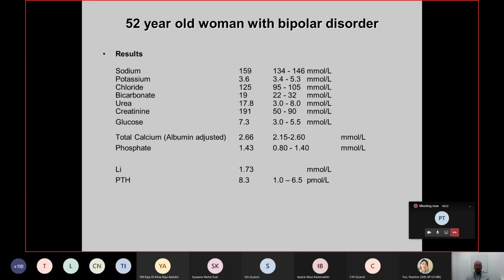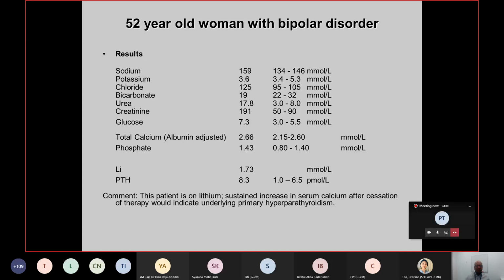So this is PTH-dependent hypercalcemia. So how would you deal with these results? So we would say this patient is on lithium. Sustained increase in serum calcium after cessation of therapy would indicate underlying primary hyperparathyroidism.